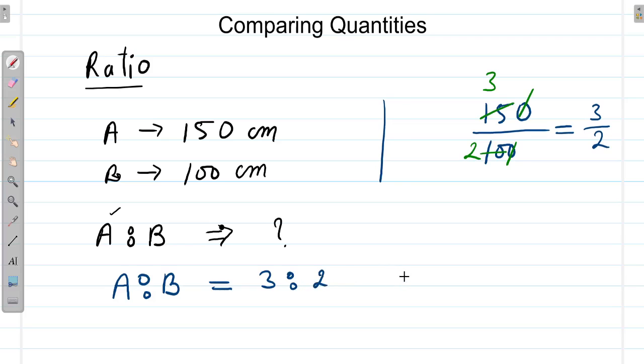This is how you find the ratio between two quantities. The ratio of the height between A and B is 3 is to 2. The important thing to remember while finding the ratio is that the unit should be the same. In this question the unit is the same: here it is centimeter, and here it is also centimeter. Now let us see the next example.